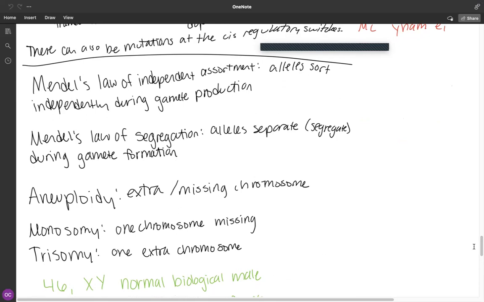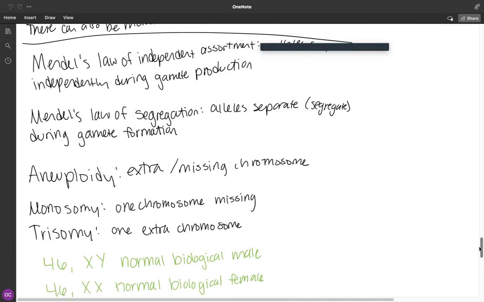And so a few more definitions. We're getting to the end. Mendel's law of independent assortment. This is the law that says that alleles sort independently during gamete production. So when they are being separated, their order is random when they come together. There's no rhyme or reason to it. They just all get put together, and what the gamete ends up with is just what it ends up with. So that's how you have genetic variation.